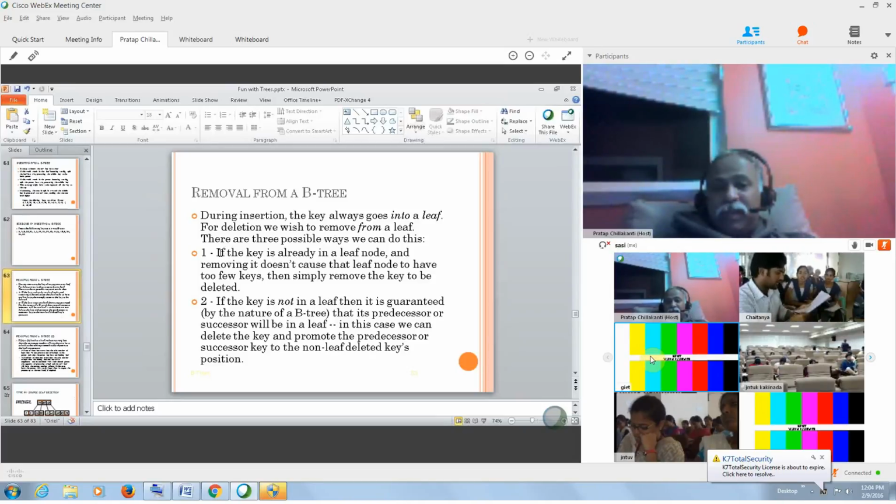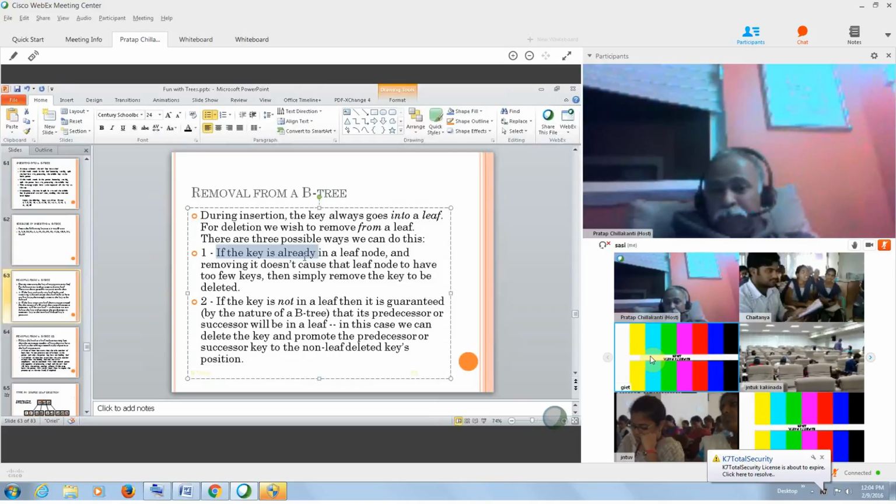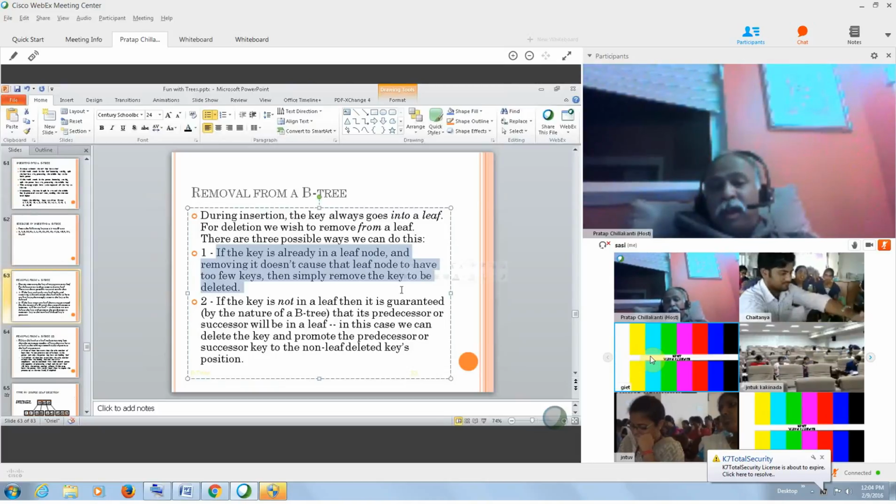What does it say? If the key is already in a leaf node and removing it does not cause that leaf node to have too few keys. So for a tree of order M, how many keys are there? M minus 1, right? That's what we learned from B tree, right? Remember that rule, number 1.